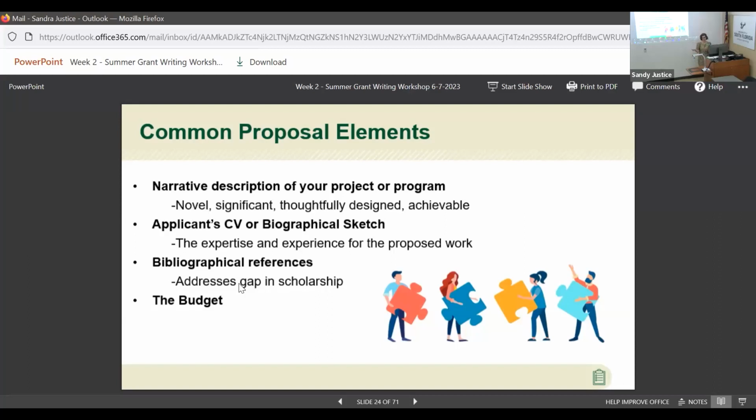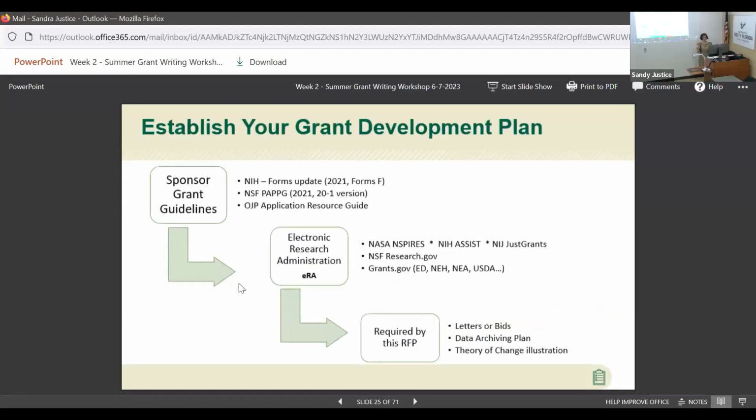Where do all those other pages come from? That's your biographical sketch or your CV, your bibliography, your budget, and your budget will be by project year. And we cover it very comprehensively in week 6. And you're going to create a plan for your research.